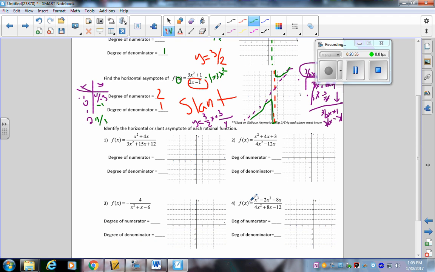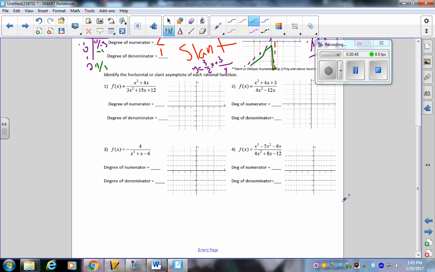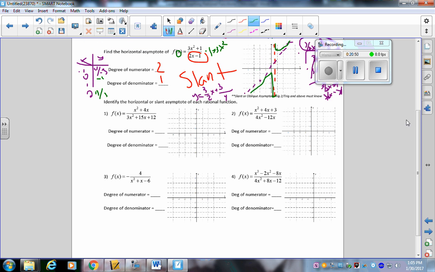All right, so at this point, I'm going to pause the video. I want you to try numbers 1 through 4 on your own. The directions say identify the horizontal or the slant asymptote. Okay, so you have to figure out what it's going to be based on the degrees and then find the equation. So please go ahead and pause the video and try this on your own.